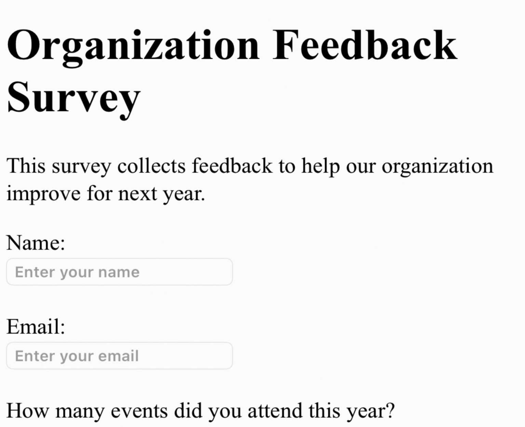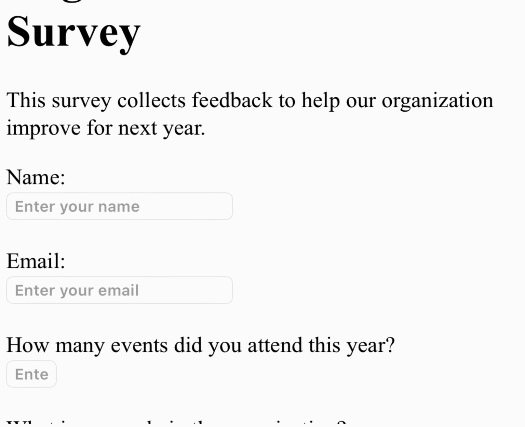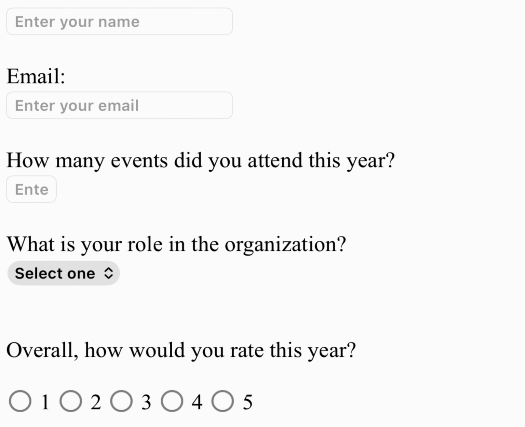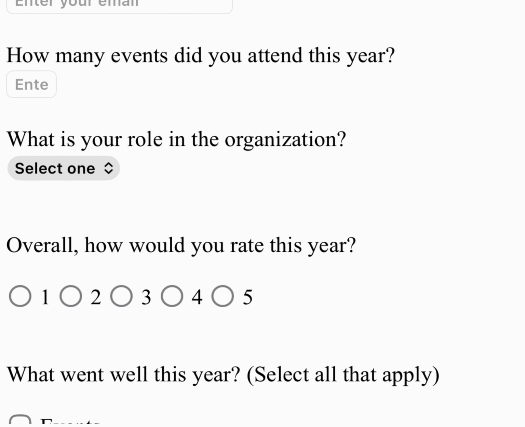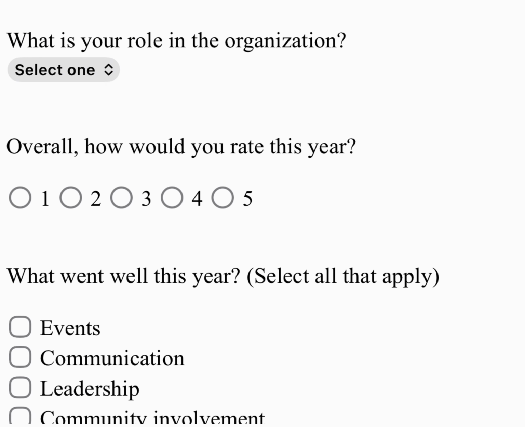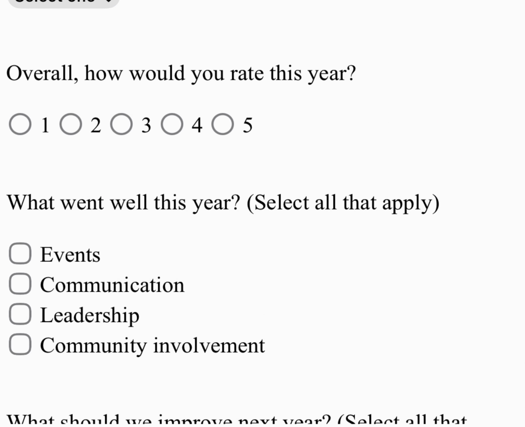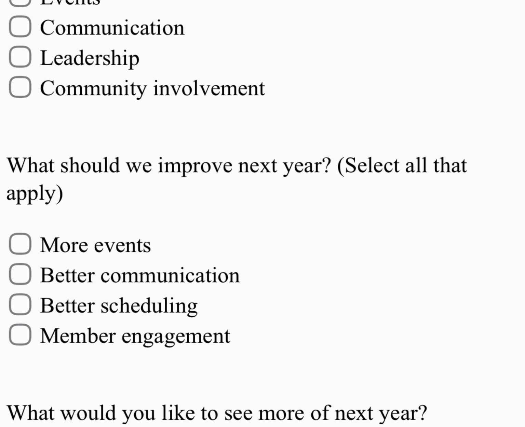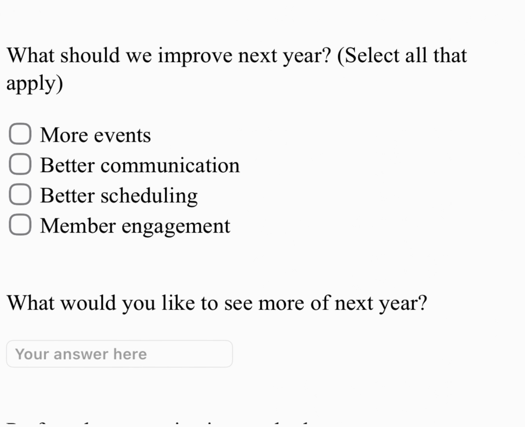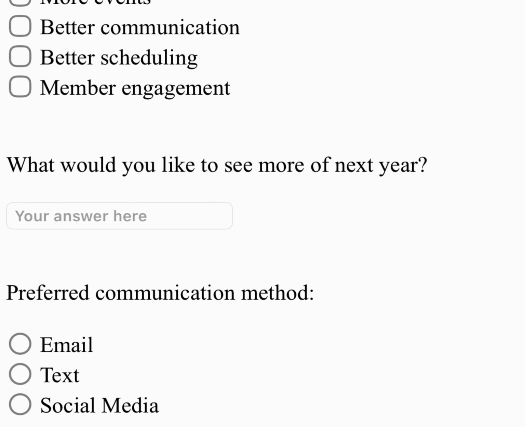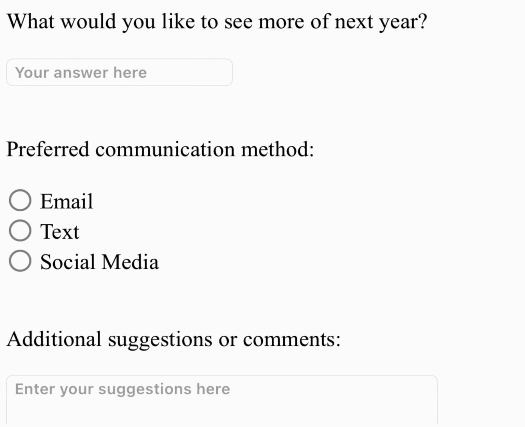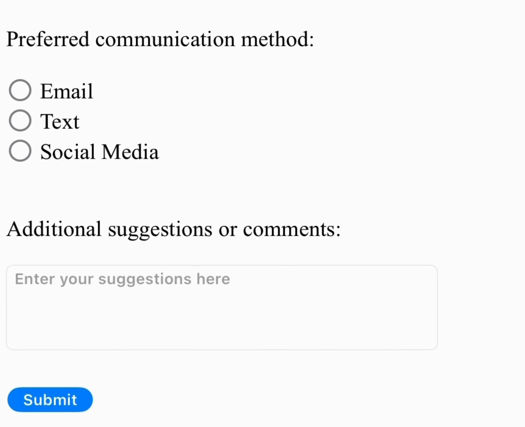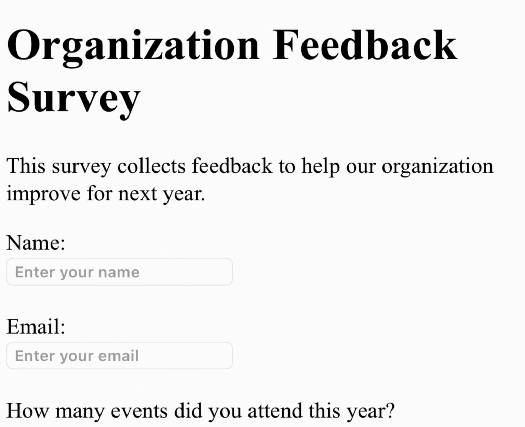So here I have an example of a survey you could have made for your organization. Notice how I have different types of questions and answer fields. So I have a short answer, checkbox, selections, and then I have a long answer at the end. And these are all types of questions that make the survey feel like it can collect real valuable feedback from whoever is taking it.